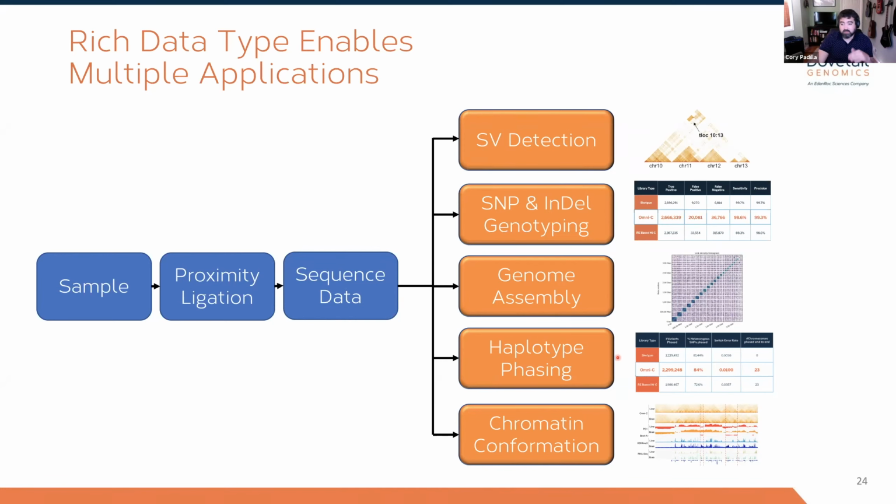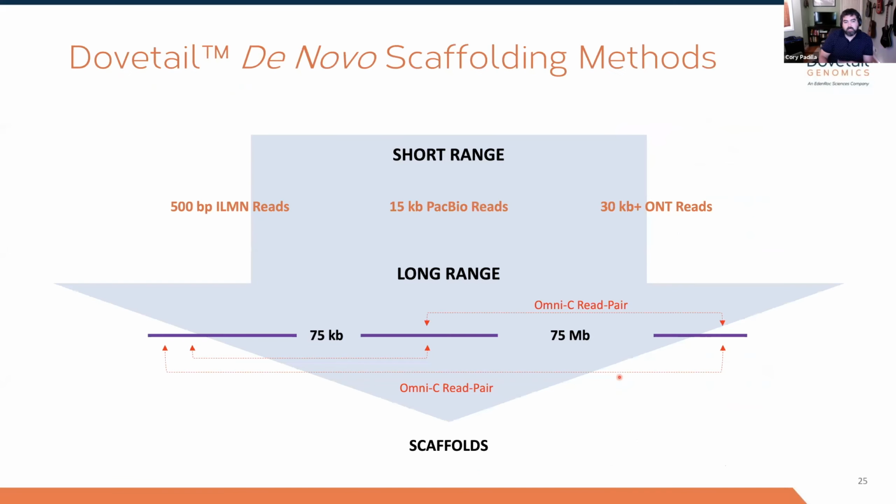We'll get into all of this in a bit more detail here in the next few slides, but the long-range information can build these really nice big haplotype blocks. And then also now you can start incorporating chromatin conformation in your whole genome sequencing studies just by doing one assay. So we'll talk initially about this de novo scaffolding method, which is very near and dear to us at Dovetail.